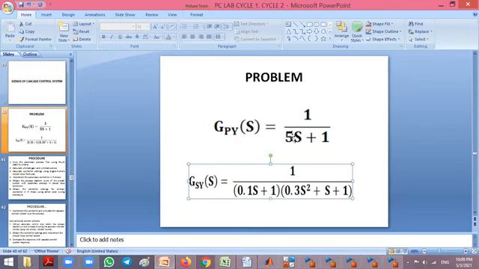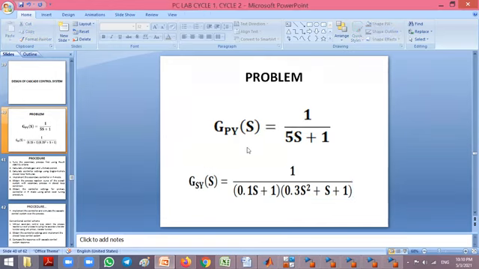So the total process will be 1 by 5S plus 1 into 1 by 0.1 S plus 1 into 0.3 S squared plus S plus 1. But for the cascade we have split the process like this. Okay. So this process is the slow process, and this process is the fast process when compared with the G primary. Okay. We are going to design the cascade control system for this.